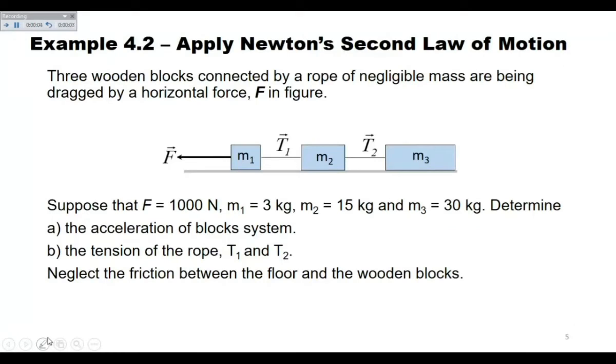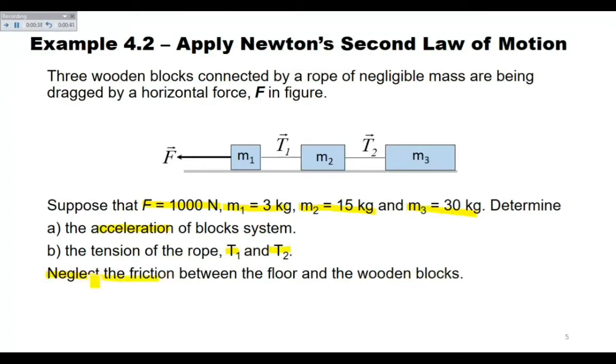Example 4.2. Apply Newton's second law of motion. 3 wooden blocks connected by a rope of negligible mass are being dragged by a horizontal force F as shown in figure. Suppose that F equals 1000 Newton, M1 equals 3 kg, M2 equals 15 kg, and M3 equals 30 kg. Determine A, the acceleration of block system, B, tension of the rope T1 and T2. Neglect the friction between the floor and the wooden blocks.